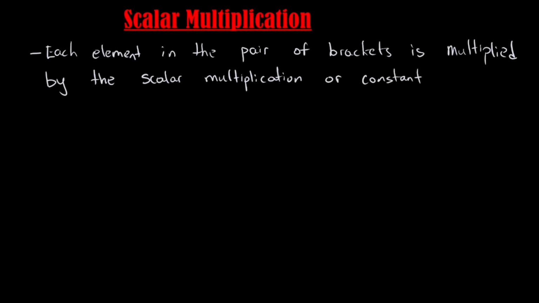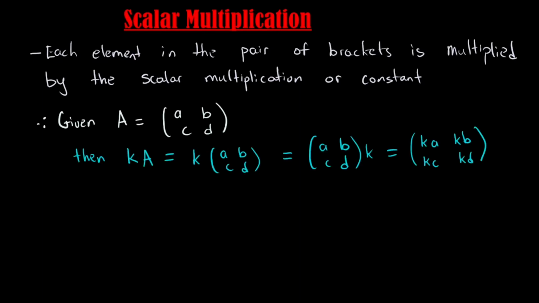In today's video, we will be talking about scalar multiplication of matrices. Each element in the pair of brackets is multiplied by the scalar or the constant. Given that A is equal to the matrix a, b, c, d, then k, which is in this case our scalar or constant, times A is equal to k times the matrix, or the matrix times k, and that is just us multiplying the constant by each element inside of the matrix.